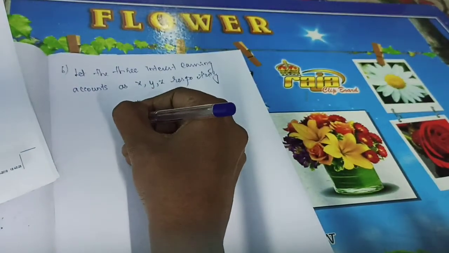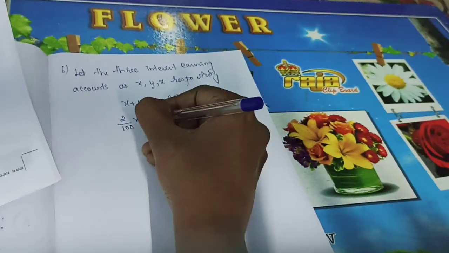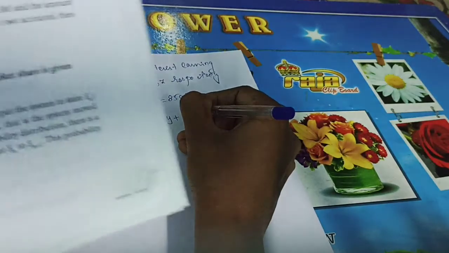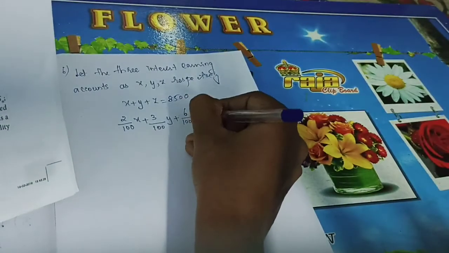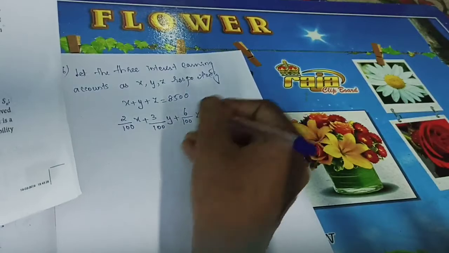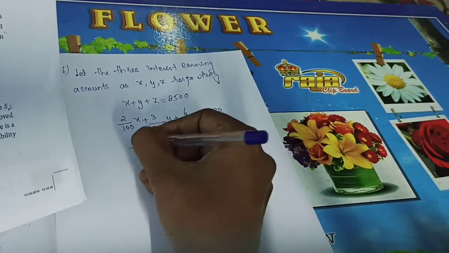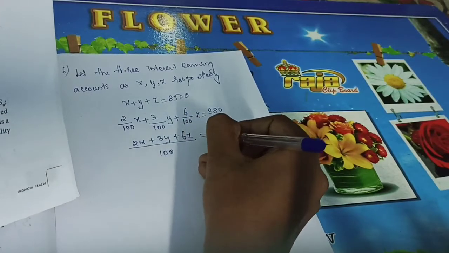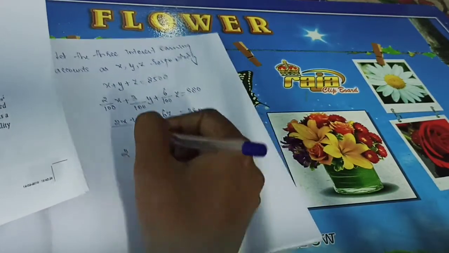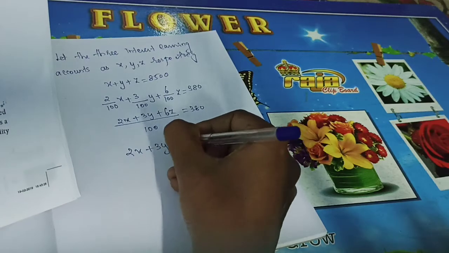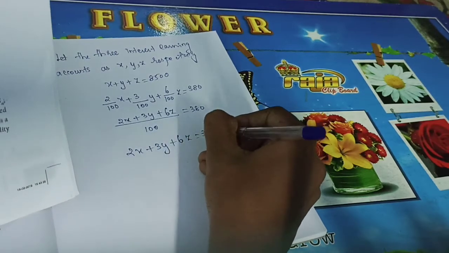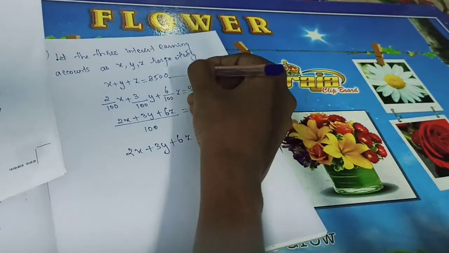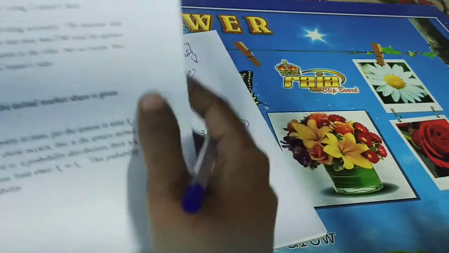So 2% means how will you write? 2 by 100 into x. The next one is 3 by 100 into y. Then the next one is 6 by 100 into z is equal to 380. Now what's the LCM? 100 is the LCM. So 2x plus 3y plus 6z is equal to 380. Bring this to here. So how much will you get? 2x plus 3y plus 6z is equal to 3800. So this is equation number 1. This is equation number 2. One more equation you will get.